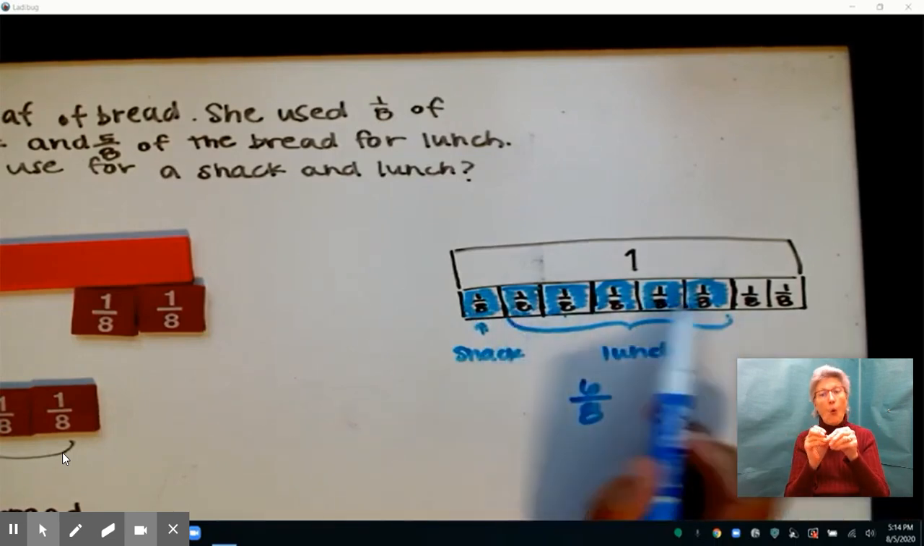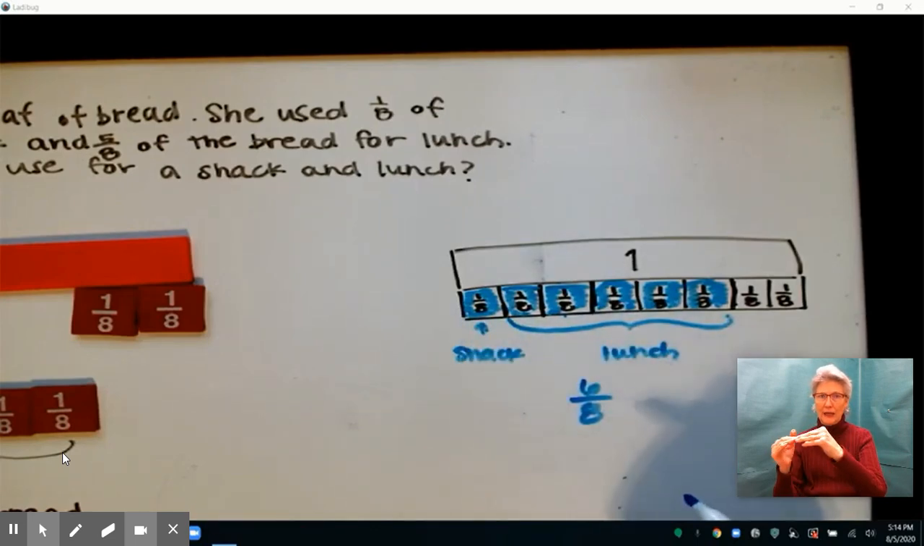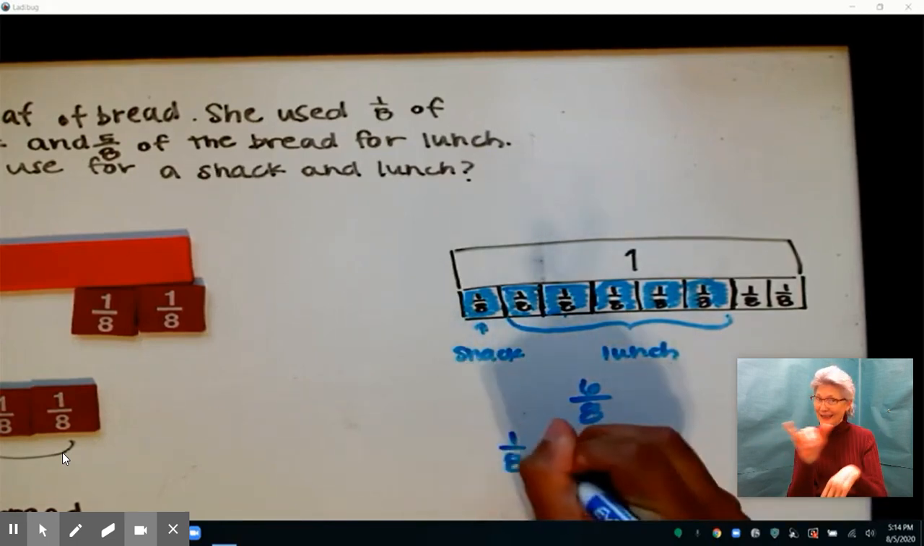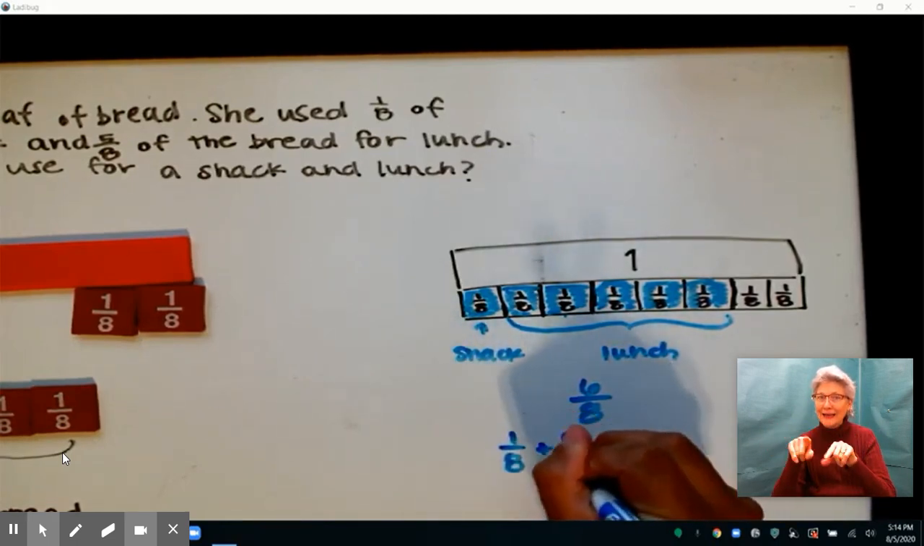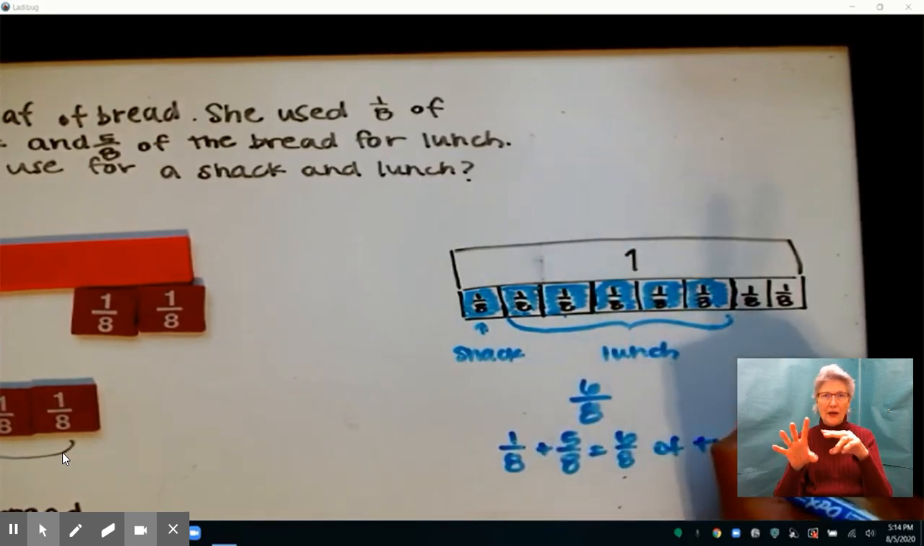Or again, I know I could start with having 5/8 and just add that 1/8 in addition that she had for a snack. My equation would remain the same. I still found 1/8 plus 5/8 for a total of 6/8 of the bread.